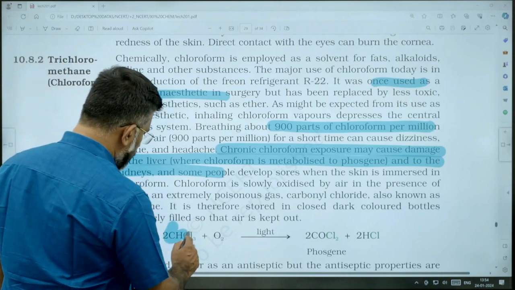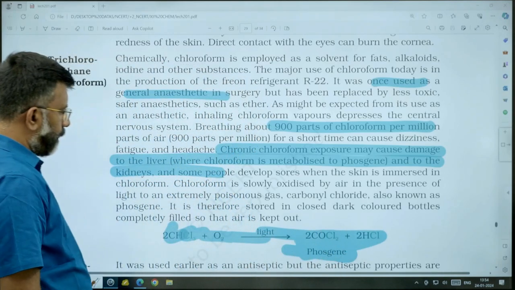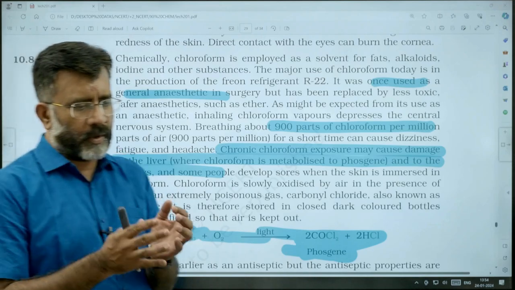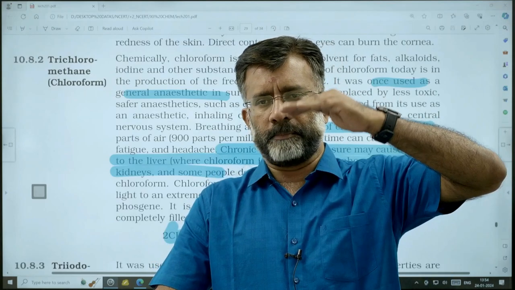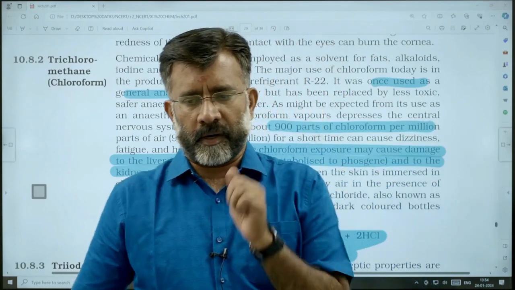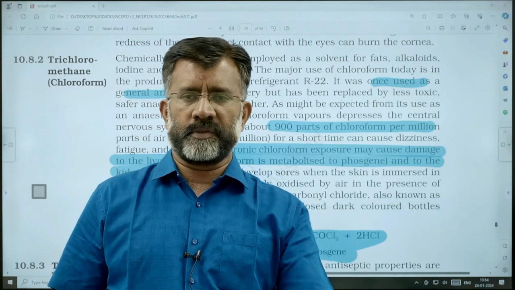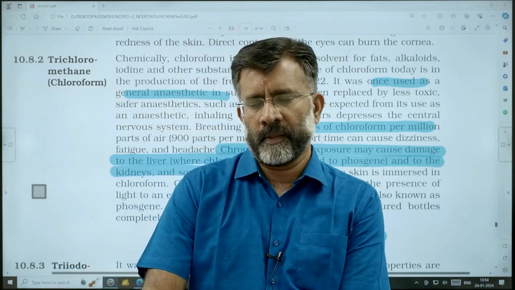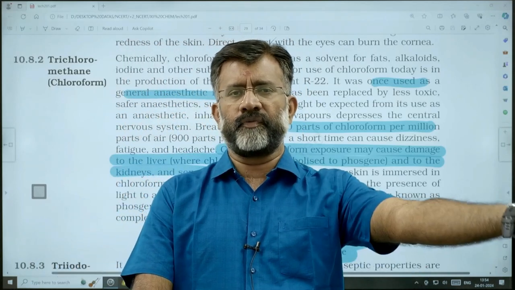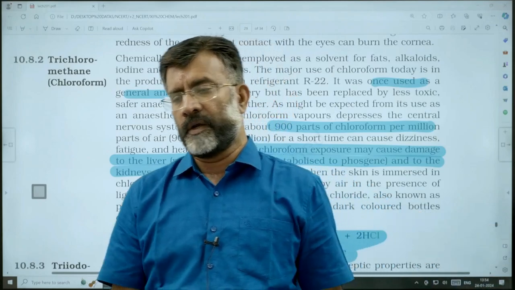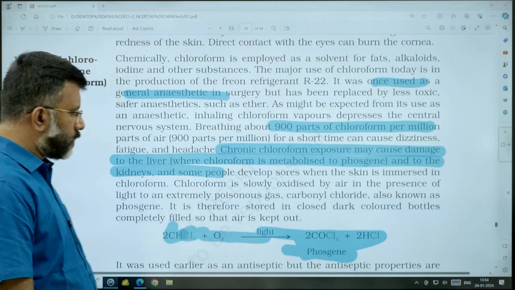Chloroform can be oxidized in air, giving poisonous phosgene gas. It is always kept stored in colored bottles, always filled to the brim of the bottle. It's not advisable to take halfway chloroform away and keep it there and use it later on. It's dangerous, because trapped air may cause oxidation of chloroform, giving poisonous phosgene, carbonyl chloride, which is a poisonous gas.